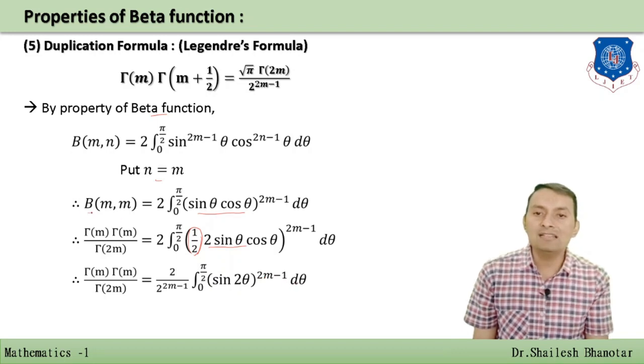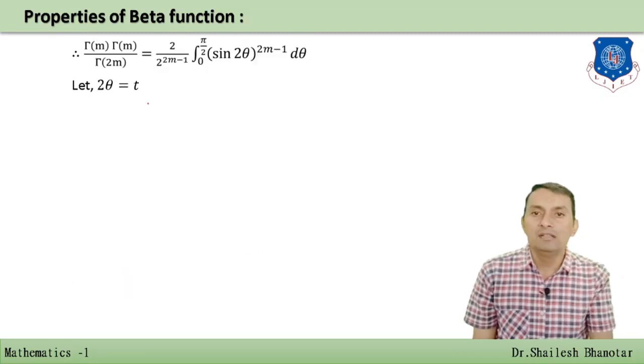But on the left hand side, beta mn is exactly the relation between beta and gamma function. So we can write gamma m into gamma m divided by gamma of 2m. Now let 2 theta be equal to t.